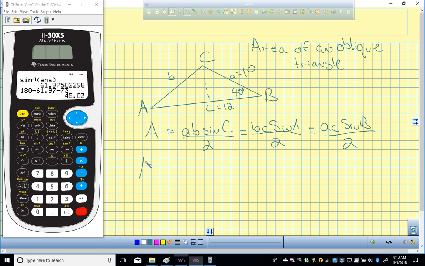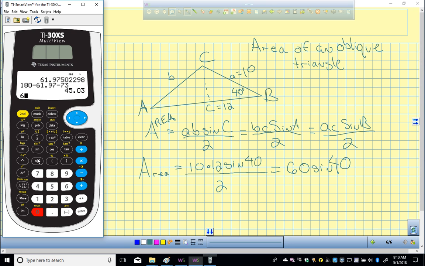So I'm going to find the area. That should say area, not angle A. The area of the triangle in this case is equal to 10 times 12 times the sine of 40 divided by 2. I could simplify this a little bit. What's 10 times 12 divided by 2? 60 sine 40. So I can plug 60 sine 40 into my calculator.